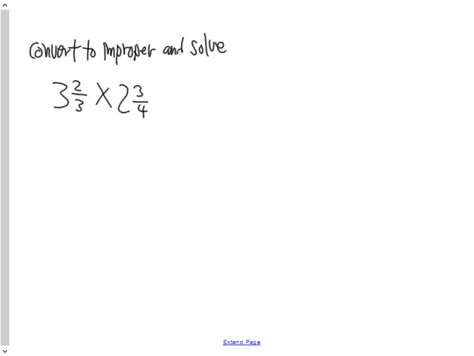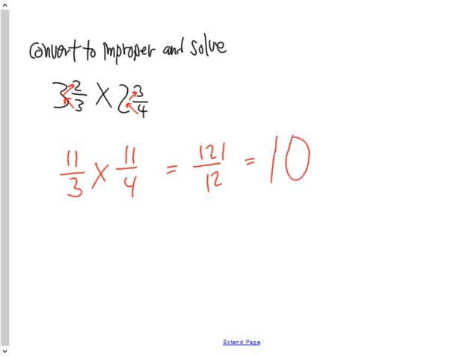And your last question, convert to improper and solve. So remember, if you're converting it to improper, the easiest way to do it is simply take your denominator, multiply it by your whole number to get 9, and add your 2 to get 11. Multiply 4 by 2 to get 8, add your 3 to get 11 over 4. So there's your question, 11 over 3 multiplied by 11 over 4. You can't reduce, you can't cross reduce, so you're just going to have to multiply it out. 11 times 11 is 121. 3 times 4 is 12. How many 12s in 121? Exactly 10. That's 120. And there's 1 left over. So your answer is 10 1/12.